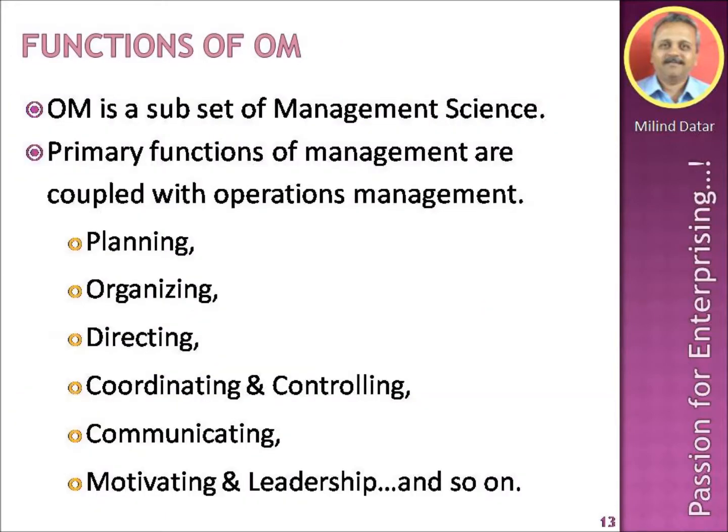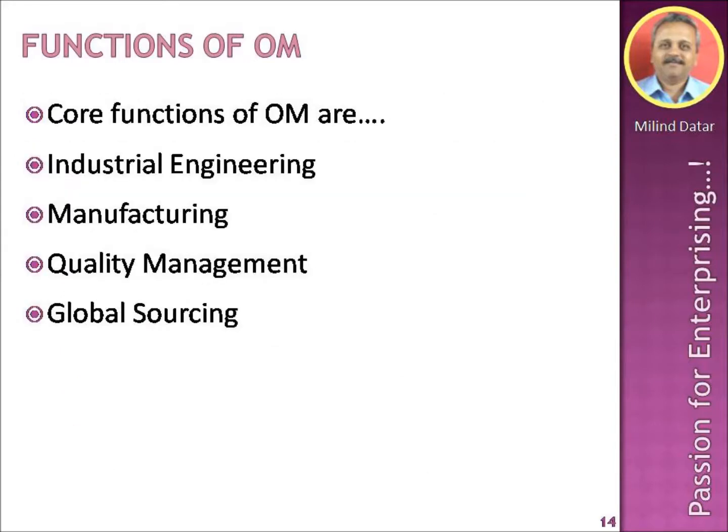Operations management is a subset of management science. Hence, all the primary functions of management science are coupled with operations management. These primary functions of the management process are planning, organizing, directing, coordinating and controlling, communication, motivation and leadership, and so on. Besides the primary functions of management, the core functions of operations management are as follows. Number 1 is industrial engineering, consisting of new product designing, reverse engineering, process designing, process standardization, designing of tools, jigs and fixtures, designing of facility layout, also called plant layout, and work study or time and motion study.